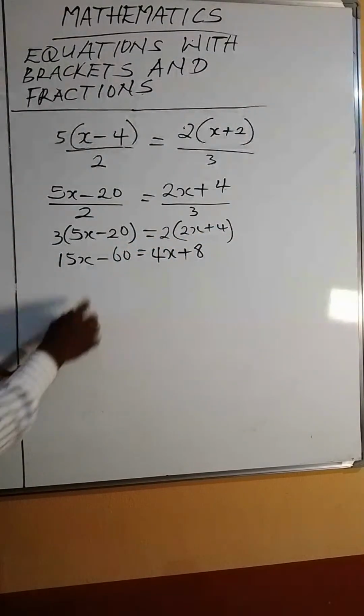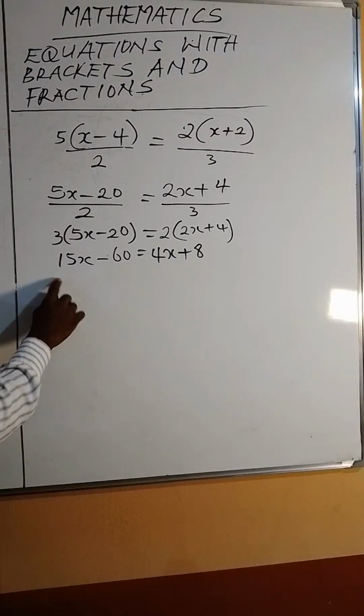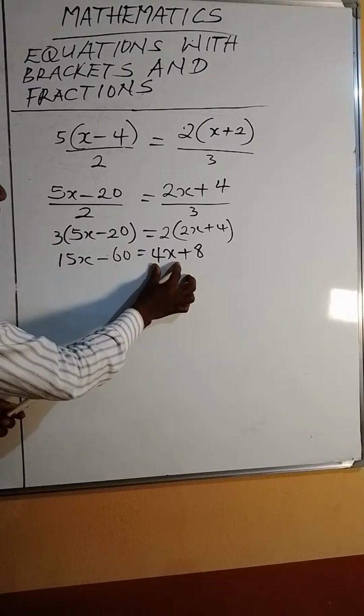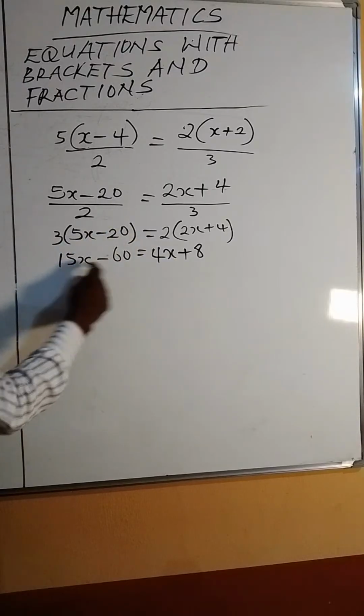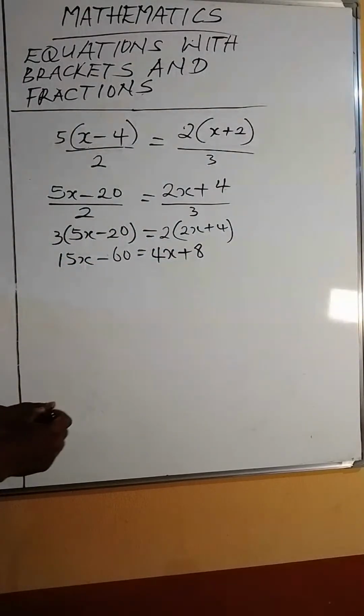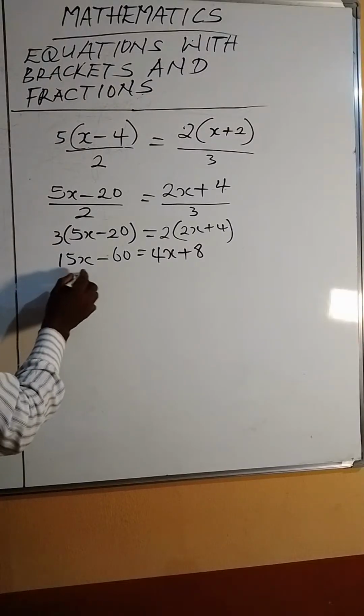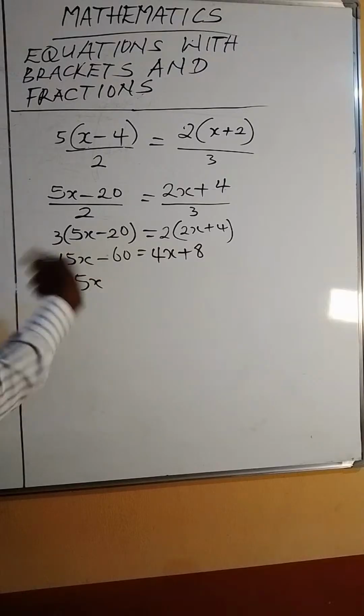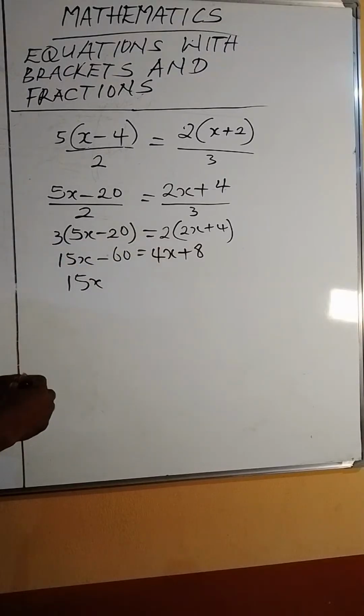Then it is time for us to collect our terms. We collect the terms that are similar. This is 15x and this is 4x. So bring 4x here and take minus 60 to the other side. All right, so we are going to write 15x. Then this is 4x. We'll bring 4x to the other side, that's to the left-hand side.